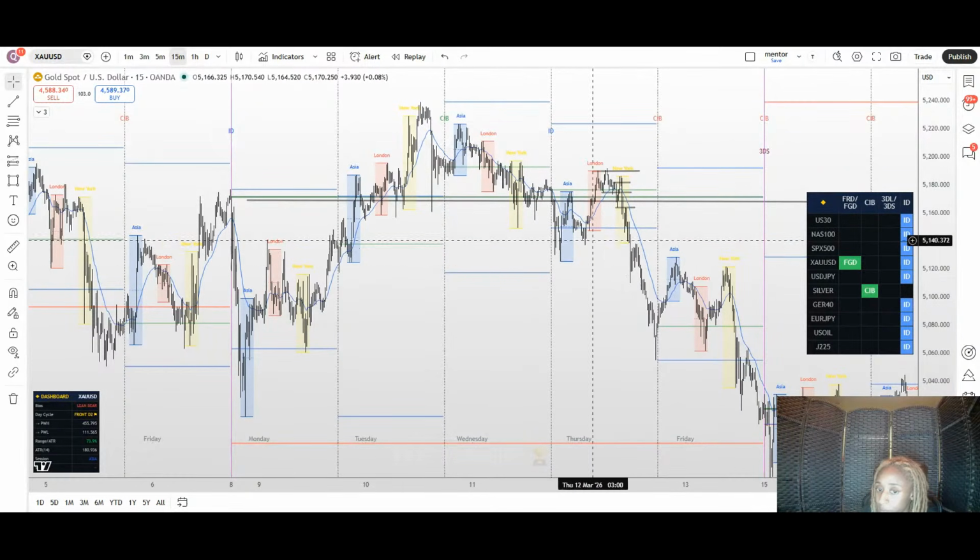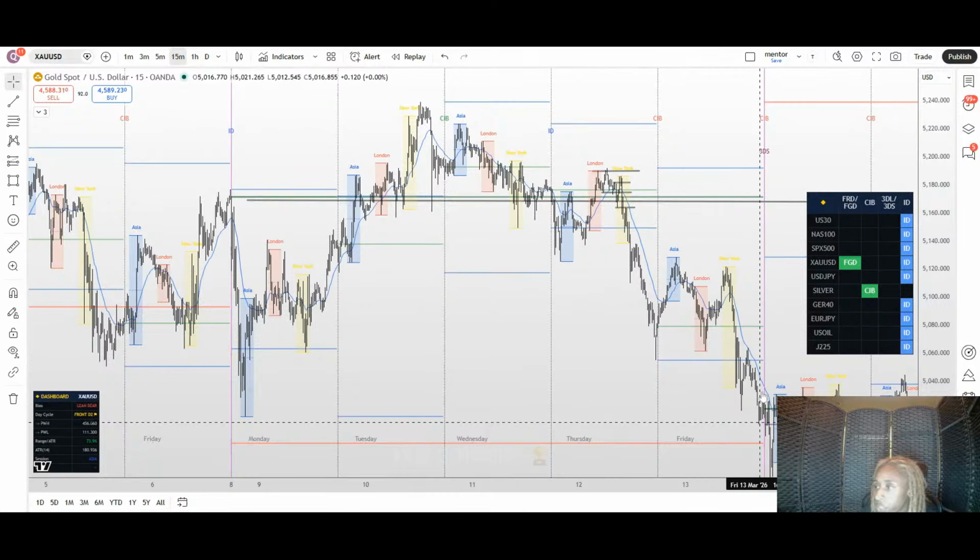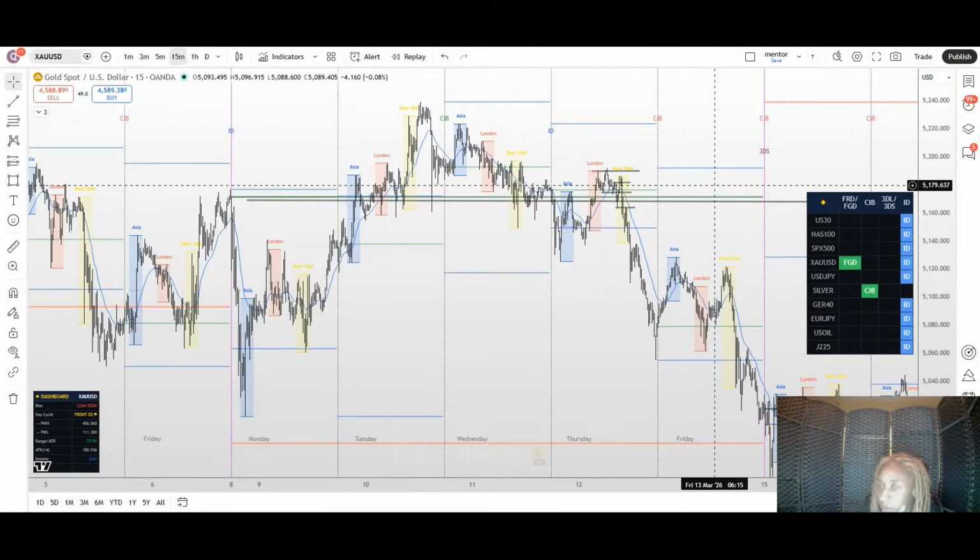Once you break daily levels after the inside day, that's for sure a go. That's a trade. We'll definitely be trying this.